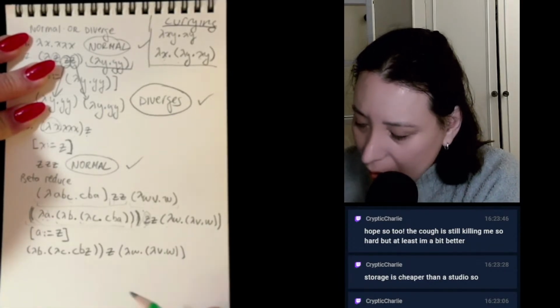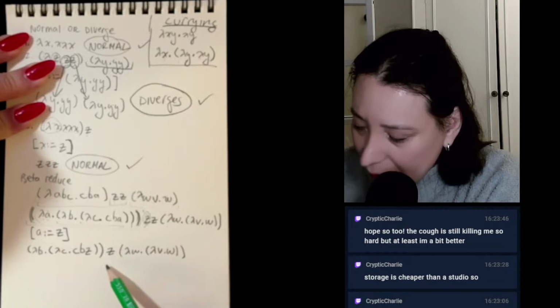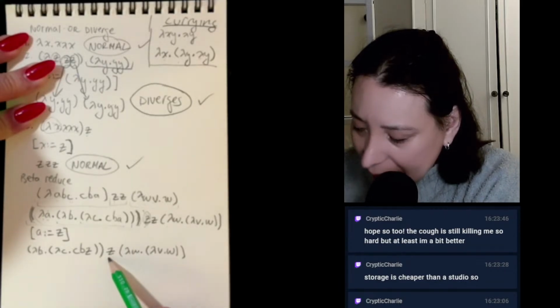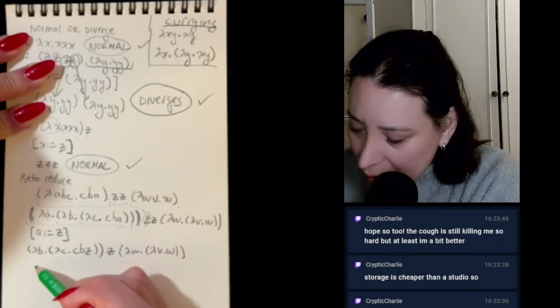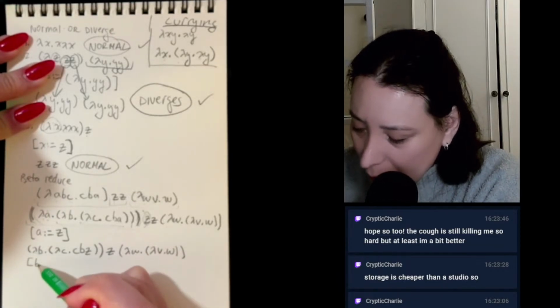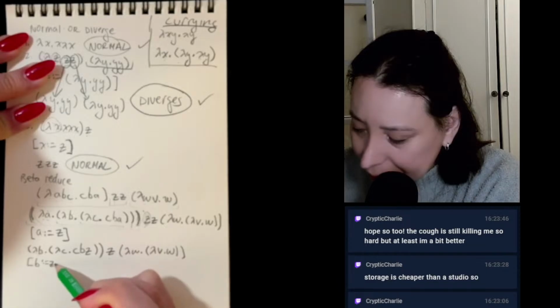Right? So now we can do the same thing with the Z here. We can apply it to B. So we do B is equal to Z.